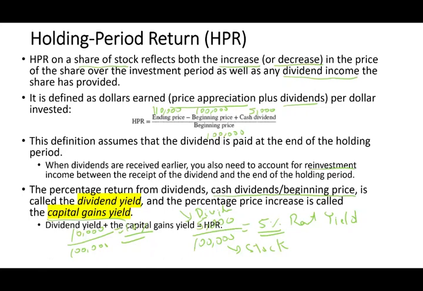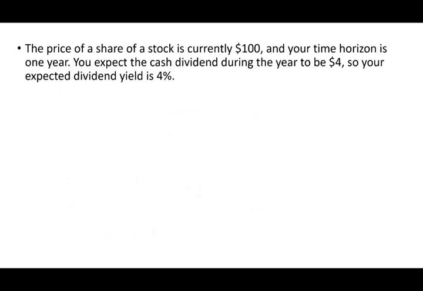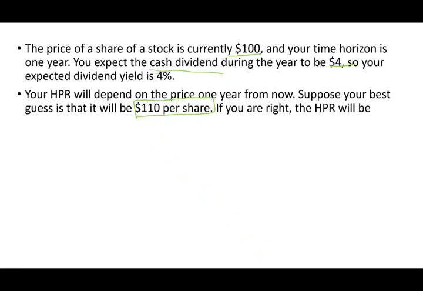Let's take a look at a quick example. The price of a share of a stock is currently $100 and your time horizon is 1 year. You expect to receive a cash dividend of $4, which is an expected yield of 4%. And by the end of the period, the stock will be sold at 110. Okay, so basically 110 minus 100, you're going to make $10 from the stock itself, plus $4 from the dividend.